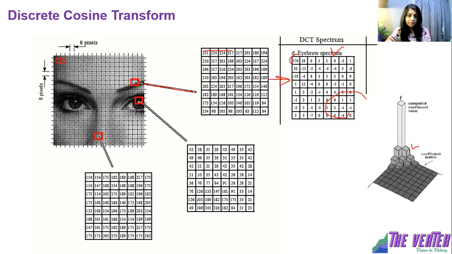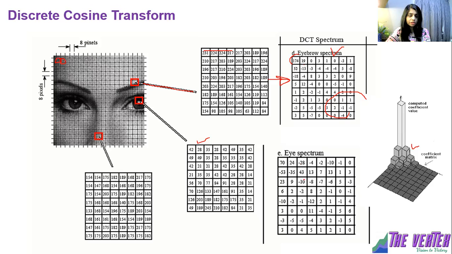Now let's take another sample. This is a square of some area of the eye pupil, and let's see what you get if you calculate the discrete cosine transform. You will get something like this. Here also you can observe the values are higher on the left top, and these are always on the lower side, black, and this is white.